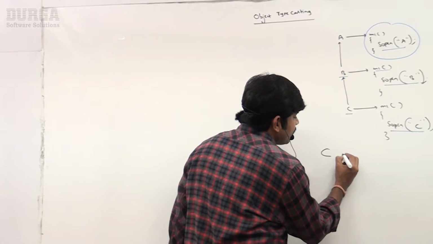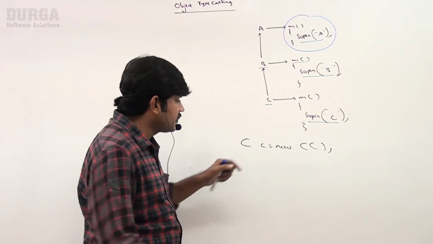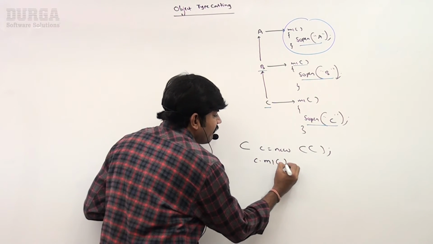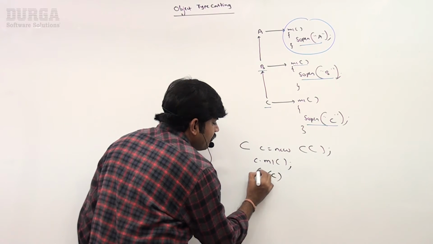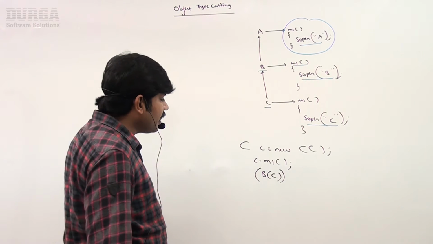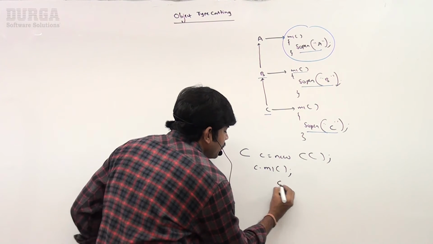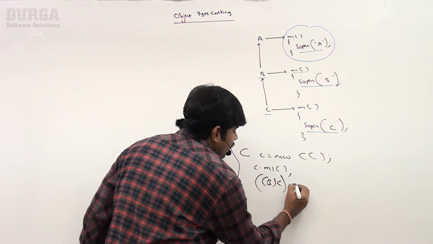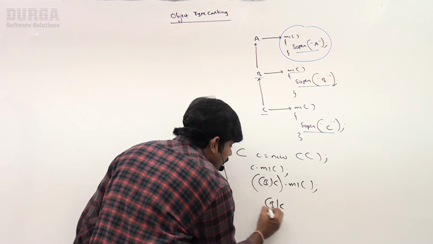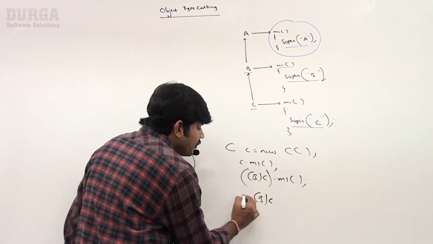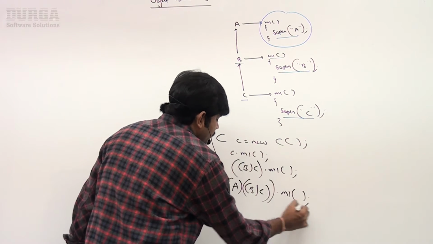Sir, C c = new C we are creating. C dot M1. Next, I'm trying to typecast C to B type, and then call dot M1. Next, this C I'm trying to typecast to A type, dot M1, like this, right?